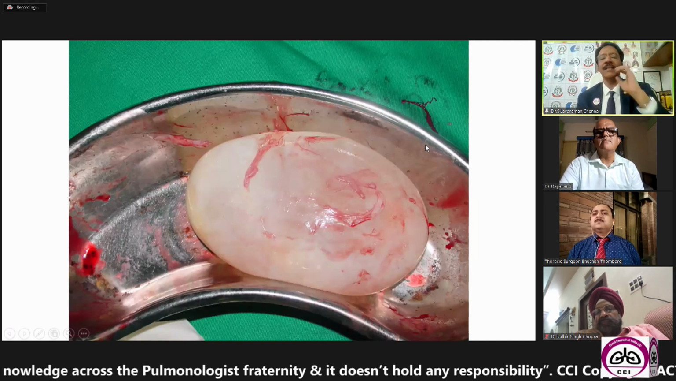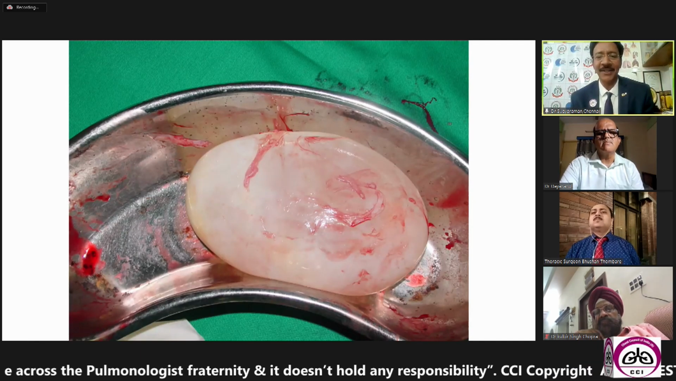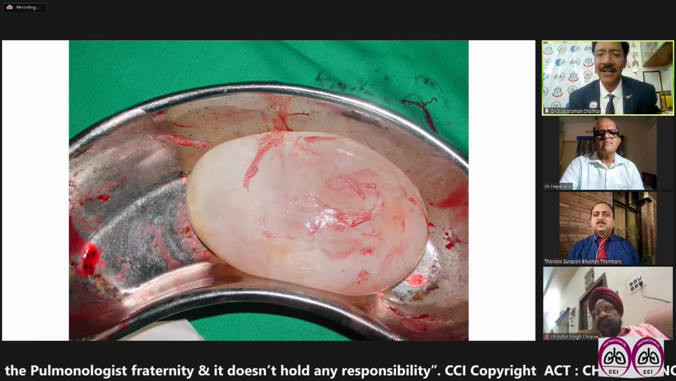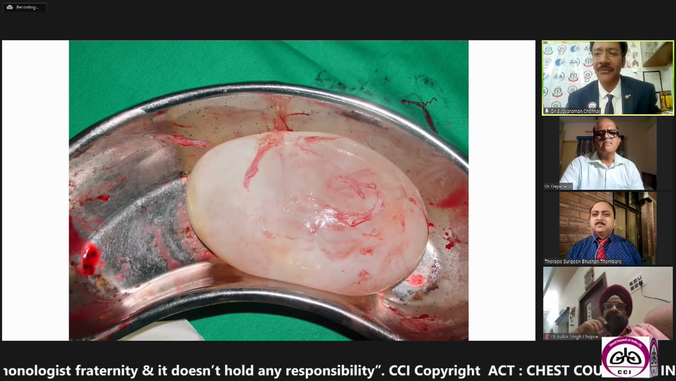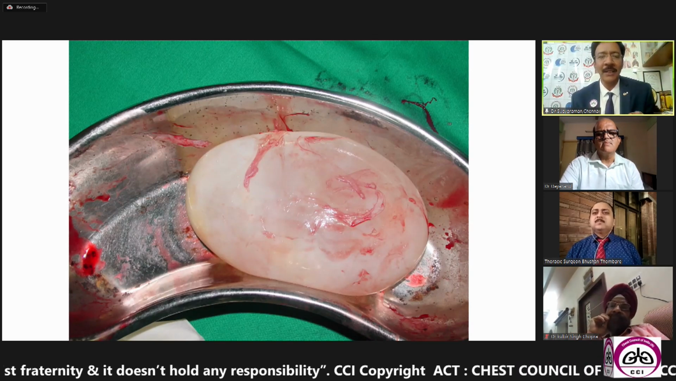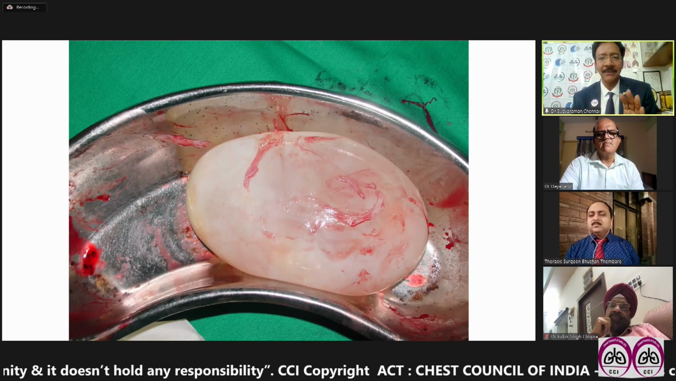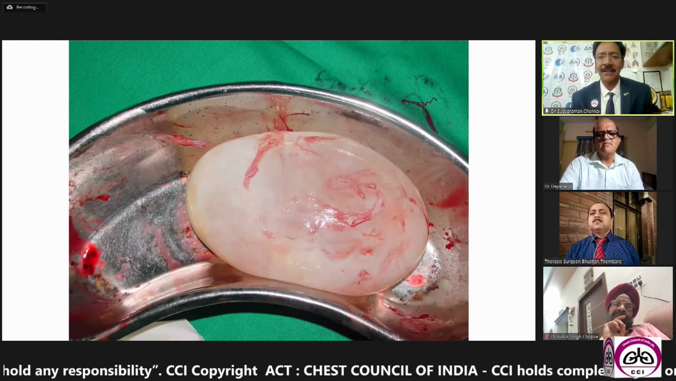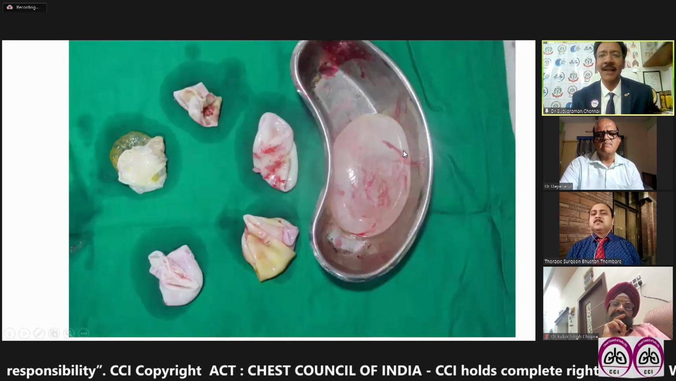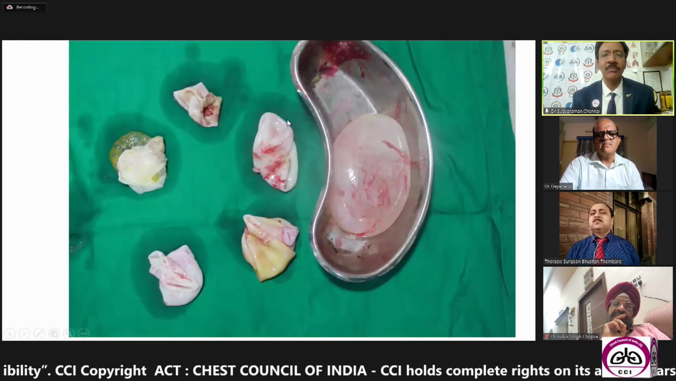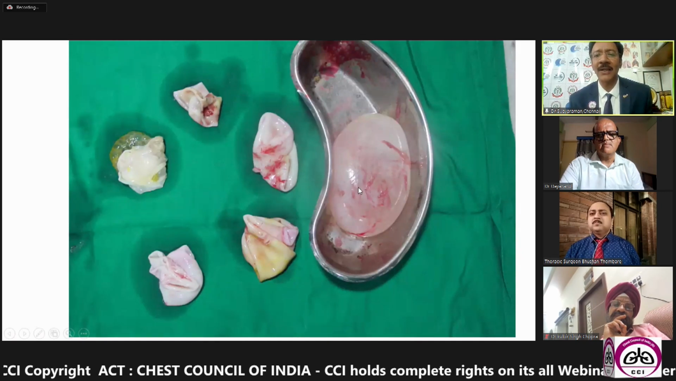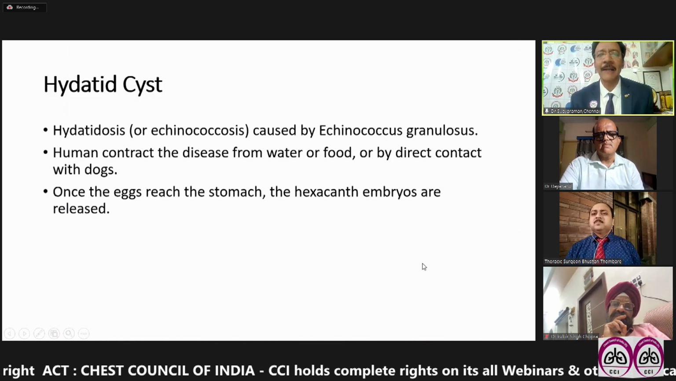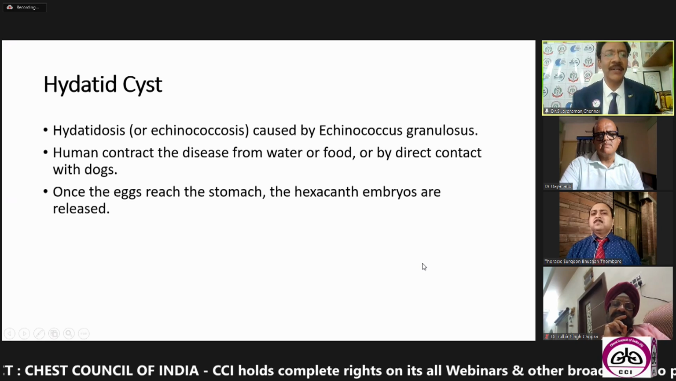Here, see, without rupture of the cyst, we can take it out. This is a large hydatid cyst from the left lower lobe. We didn't remove any lobe at all here. It is less than 50% occupancy, so complete enucleation of the cyst is fine for this patient. You can see a lot of membranes and daughter cysts. This is hydatid cyst, which we already discussed in detail.